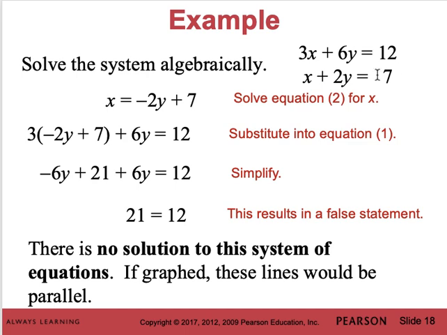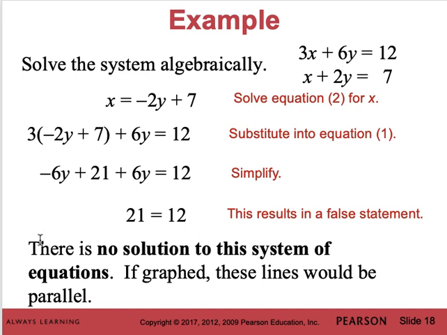So I'm solving for x. I'm replacing what I get, the 7 minus 2y plus 7, in for x in my second equation, and then I'm solving to simplify my numbers here. And what do we end up with? We end up with 21 equals 12, and that is not a statement that is true.